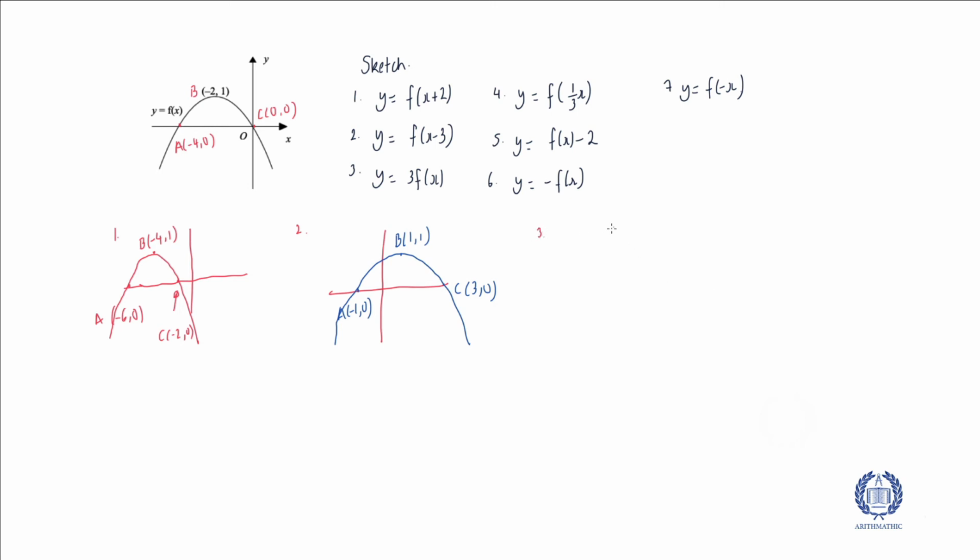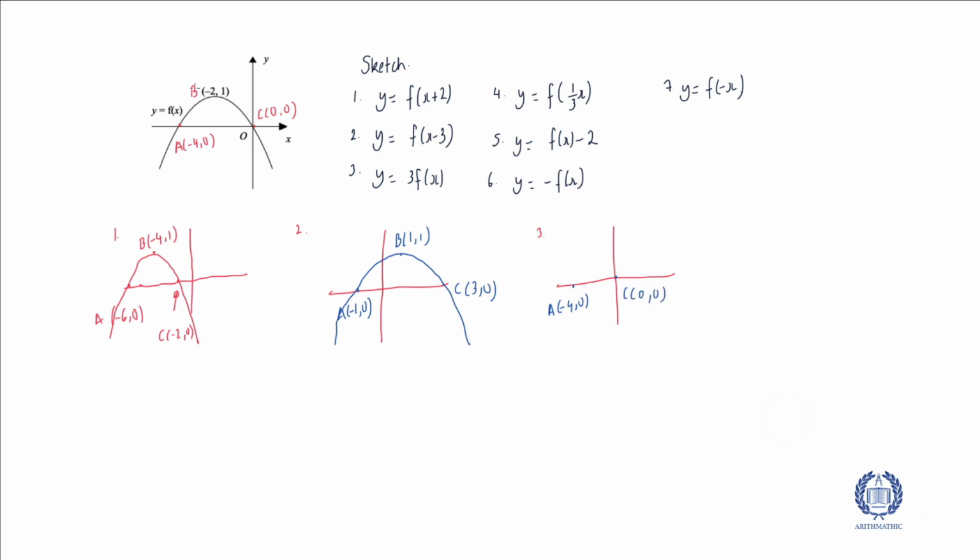So for that one, we're going to stretch the y coordinates by 3. So essentially my a coordinate, because my y coordinate is 0 for a, that's still going to be the same. And also my c coordinate is still going to be the same because my y is 0, right? So remember, if you're stretching by 3, 3 times 0 is 0. So c is going to be 0, 0.